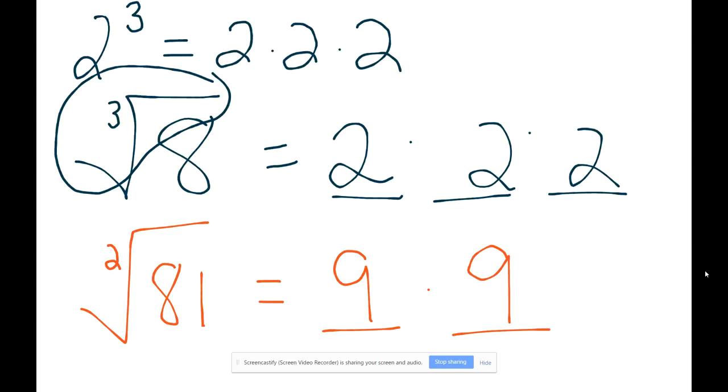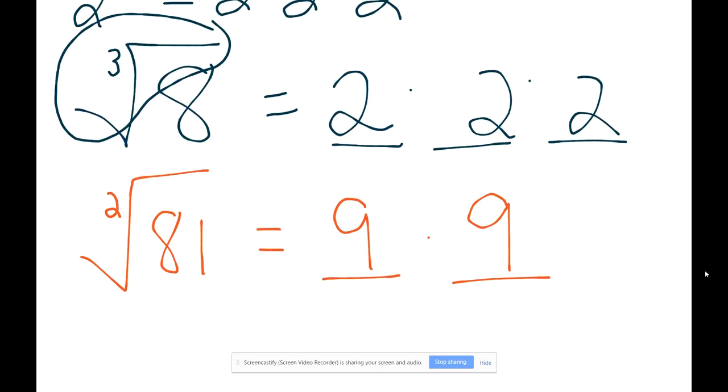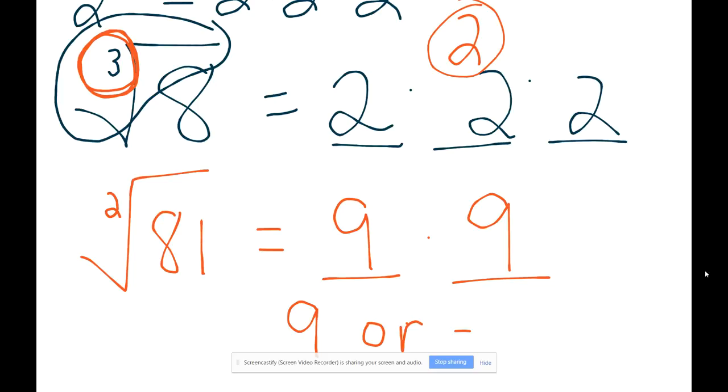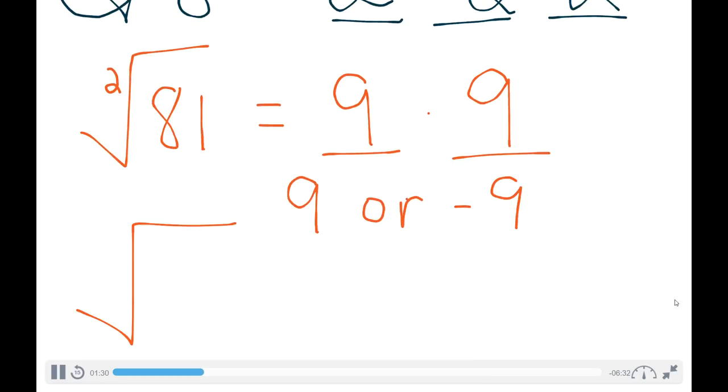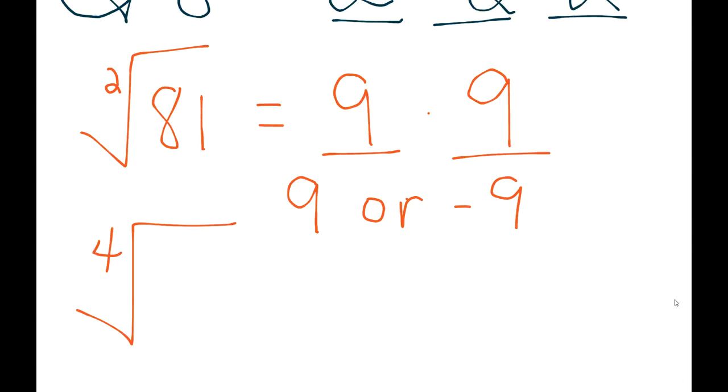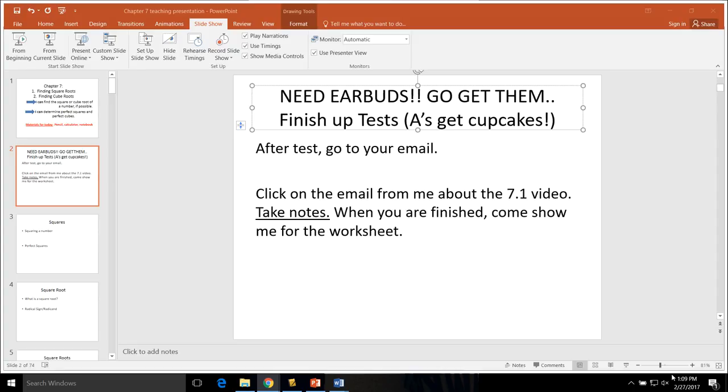The thing to remember is if it's an odd root out here, it's just going to have one answer. Like 2 is the only number that you can get when you take the cube root. But when you do the square root of 81, this could be 9, or it could be negative 9.